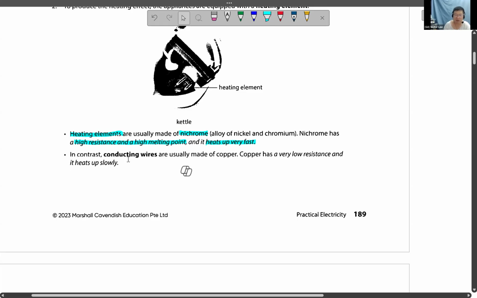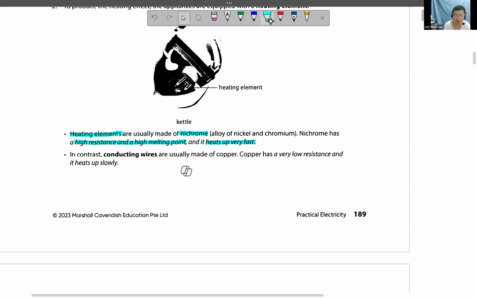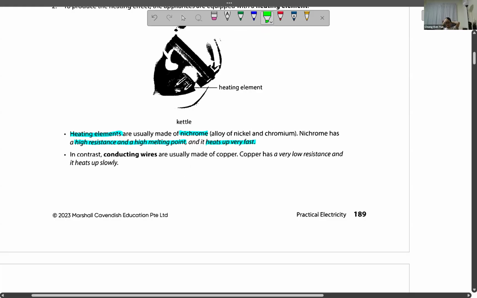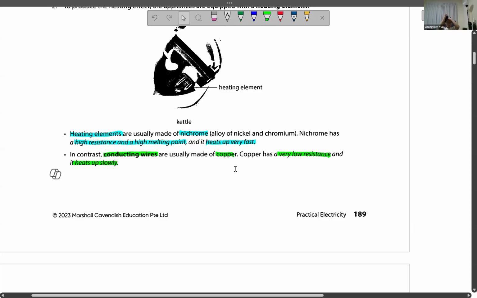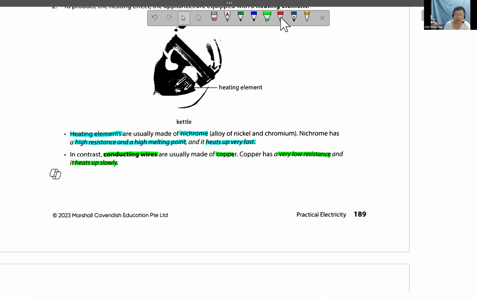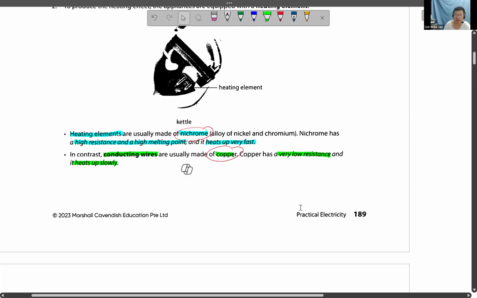On the other hand, you also must know conducting wires are made of copper. Copper has very low resistance and heats up very slowly, or should I say it hardly heats up much. So conducting wires are made of copper, very low resistance, and therefore heat up slowly. Any question? No. So only remember 2 names, nichrome and copper. How about things like aluminum, silver? They're all very good conductors also, low resistance also. But copper is the cheapest one compared to silver and aluminum, the cheapest form of metal.